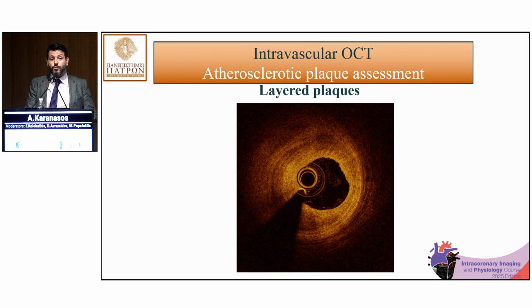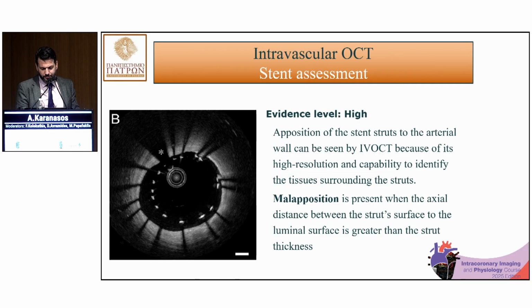Another feature that has been described, again with rather limited histopathological evidence, is the layered plaques, where within a fibrous layer you have the formation of a different intensity fibrous layer, showing that something has been created here at a later interval. This can also be described as one of the mechanisms of plaque progression.